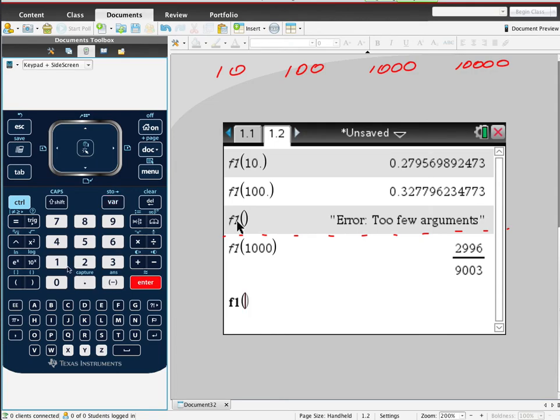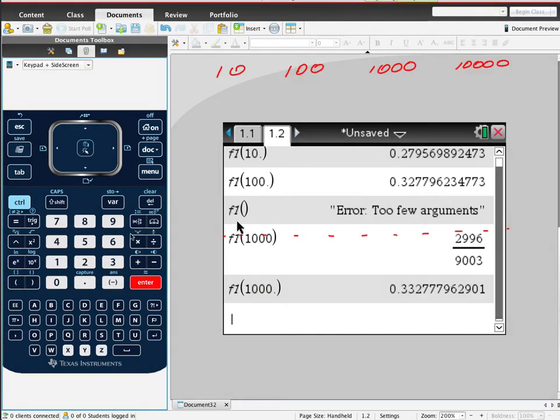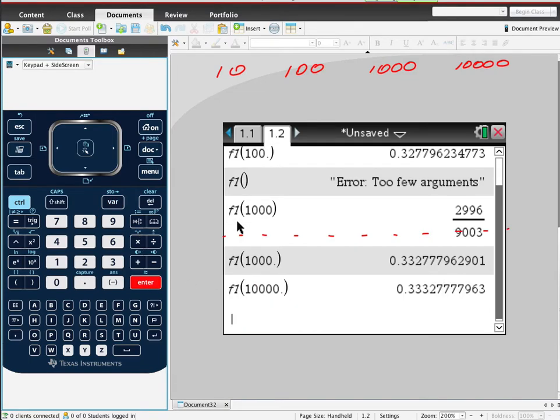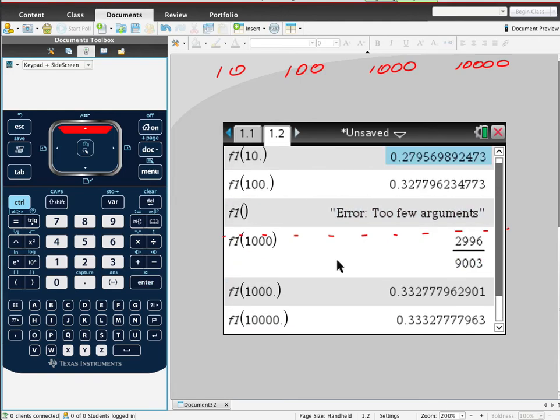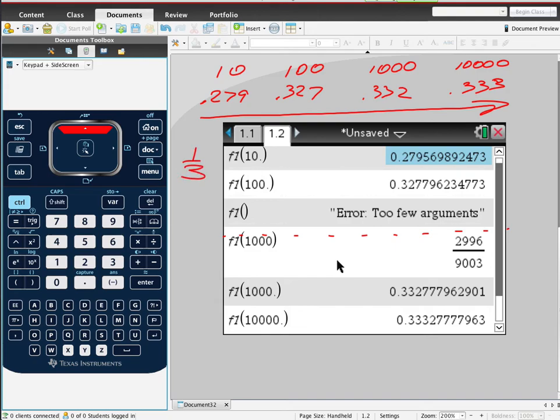Oops, I forgot my decimal. See what happens? Make sure you put that decimal in there. Alright, so let's write down what we got. 10 gave me 0.279, 100 gave me 0.327, 1,000 gave me 0.332, and then I have 0.333. So as I head this direction, what number does it look like I'm going to level off at? 1/3. So my limit is going to be 1/3.